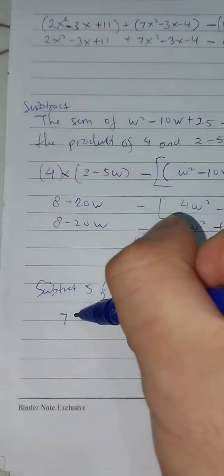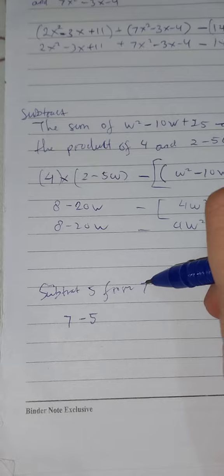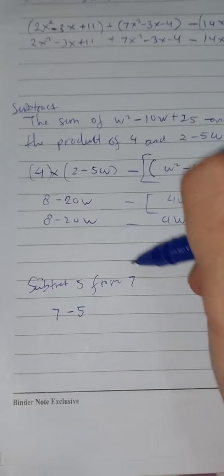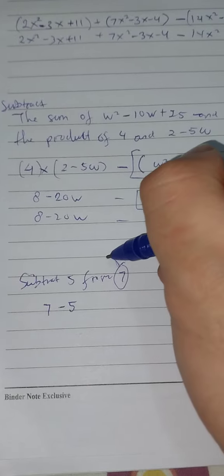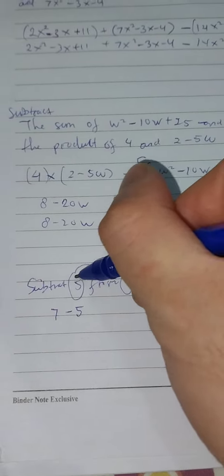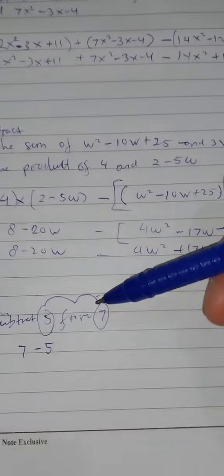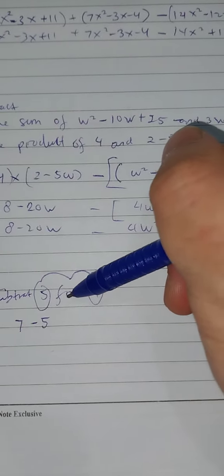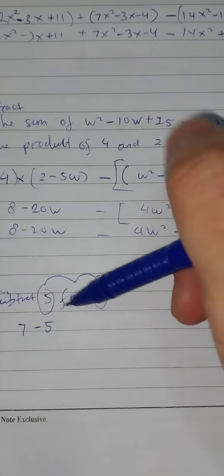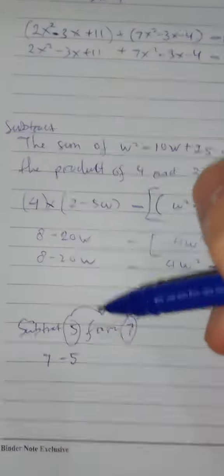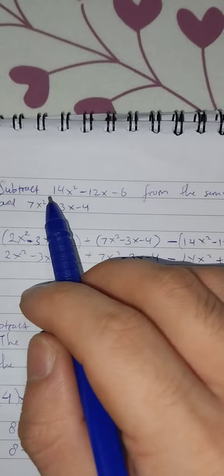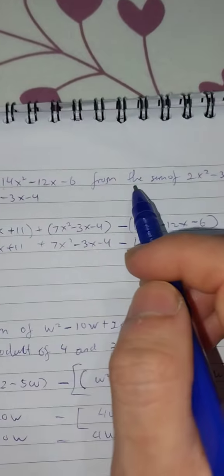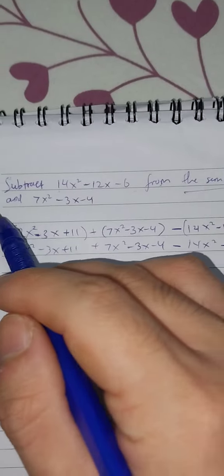That means 7 minus 5, right? So in subtraction, we start from the very last. So 7 minus 5, like that, right? Something from, and then something, right? This minus this. Now we use that concept exactly the same here. So subtract these from these, right?